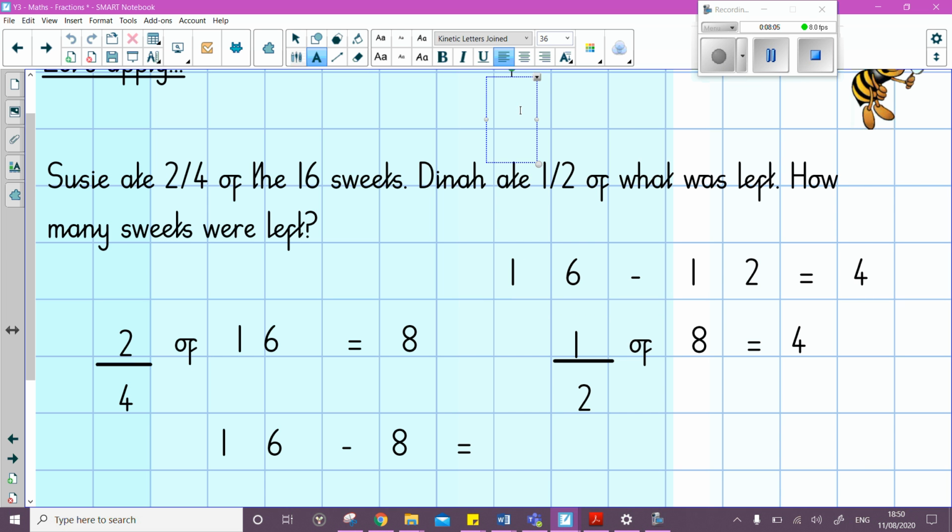Maybe you could have a go at writing one of your own problems like that. Or maybe you could change the fractions. Maybe Susie ate 3/4 of the 16 sweets, and see how your answers change.